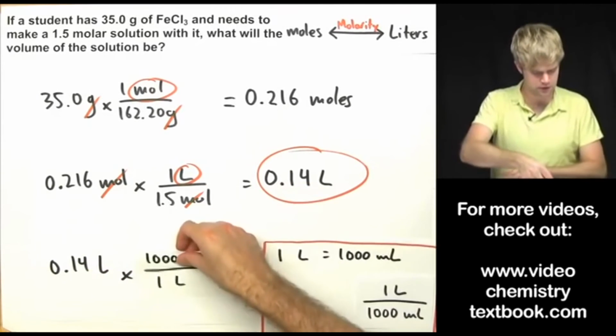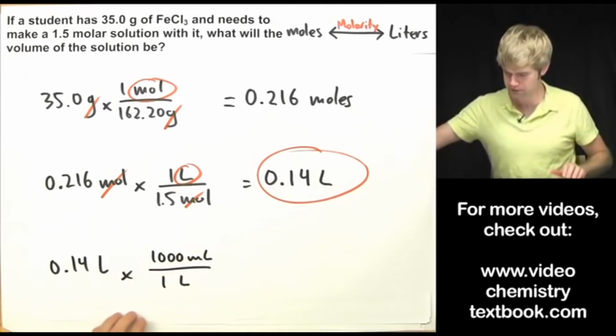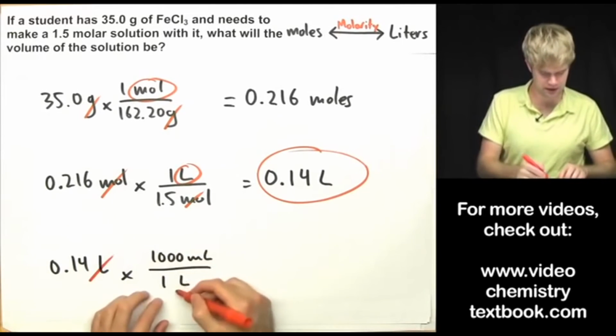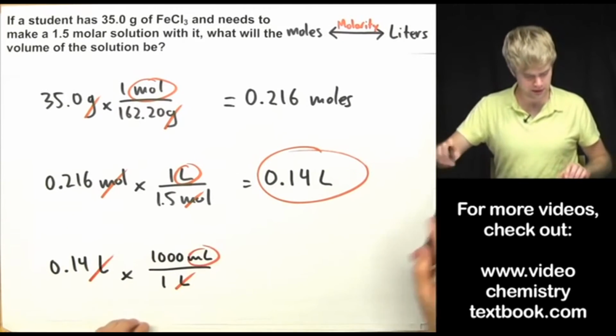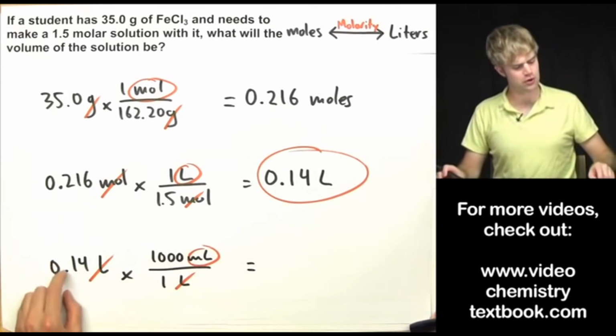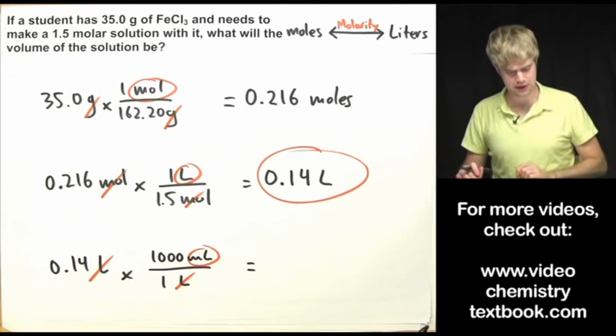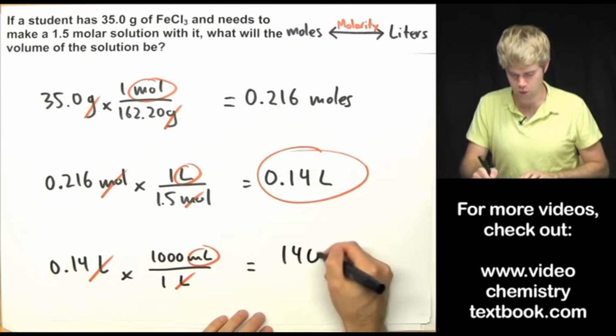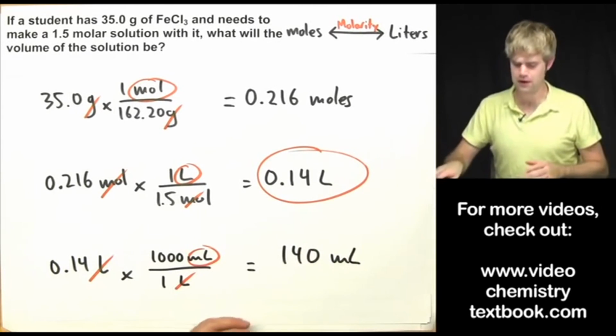It's either going to be this one or this one, liters on top, liters on the bottom here. So I'll just pull this conversion factor out, multiply by this, and now I have liters up here, liters down there, left with milliliters. All I'm going to do is 0.14 times 1,000, and that's going to give me 140 milliliters.